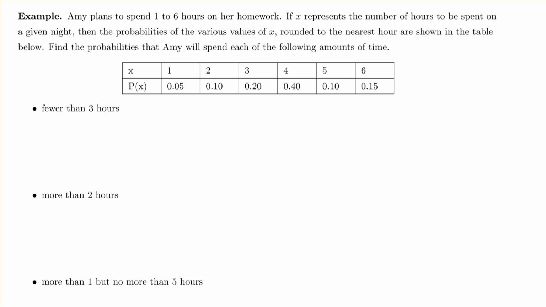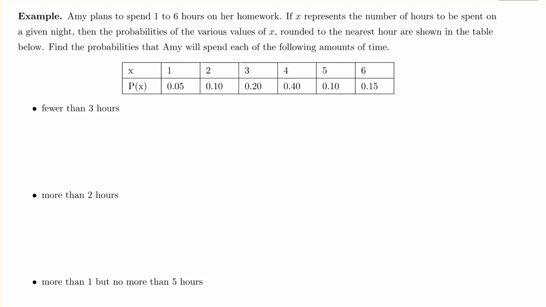So let's just review how to read the table. This is saying the probability that Amy will spend 1 hour is 0.05. Probability of spending 2 hours is 0.1, 3 hours, 0.2. So that's what the table is telling us. So probability for each X value is already calculated.